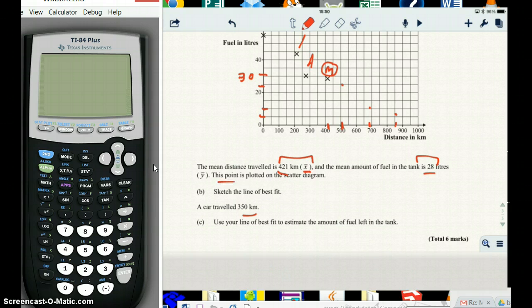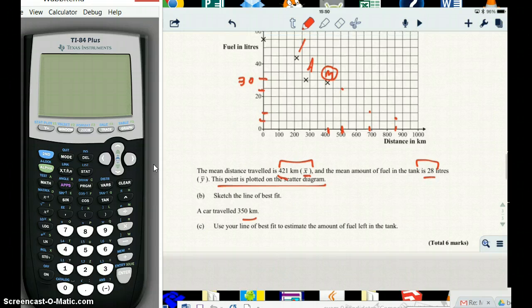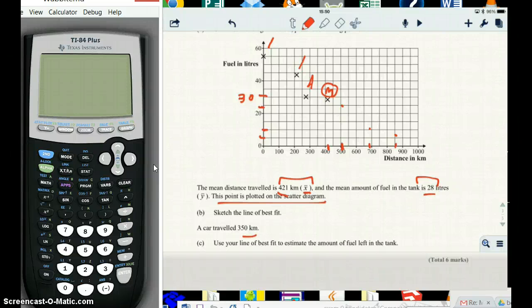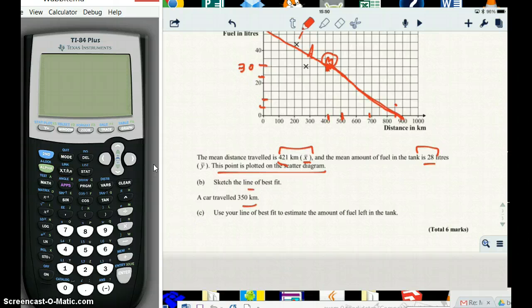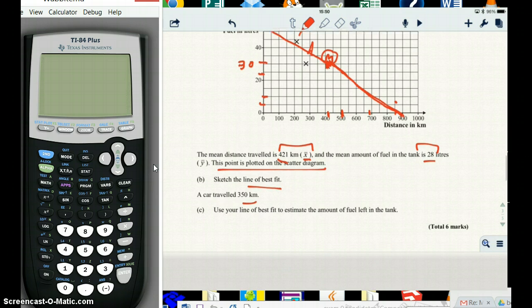So they said the point is plotted on the scatter diagram. You just need to figure out which one it is. It's that one. And then you sketch the line of best fit. And on a test, you always want to do this with a ruler. They always want you to use a ruler whenever you can. So pretend I'm using a ruler here. And the line would be about like that. Okay, that's not straight because I didn't use a ruler, but it's going through the mean point, which is there. So that was sketch the line of best fit. Make sure the line of best fit goes through the mean point, which you calculate or they give you.